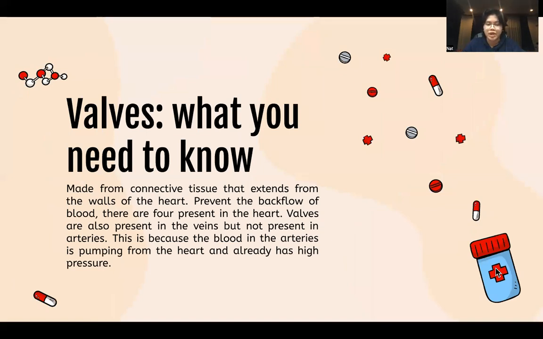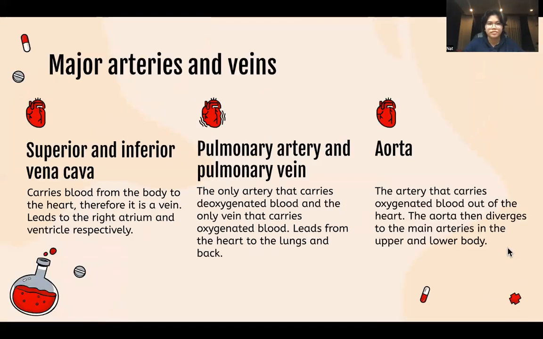Valves, what do you need to know? You may have noticed that I mentioned that there are valves in veins. Valves are made from connective tissue that extend from the walls of the heart. Yes, your heart has valves as well. It prevents the backflow of blood, and there are 4 valves present in the heart. Valves are also present in the veins, but not the arteries, because of the high blood pressure in the arteries.